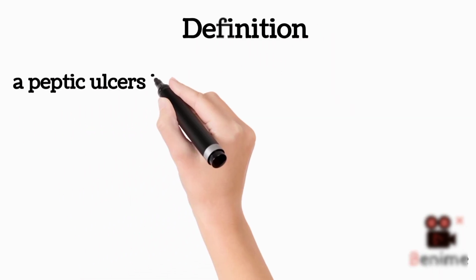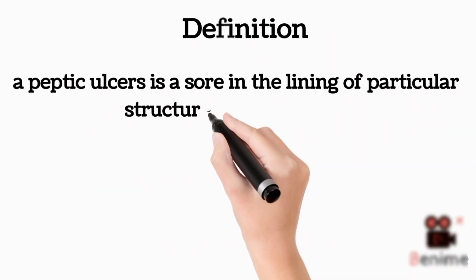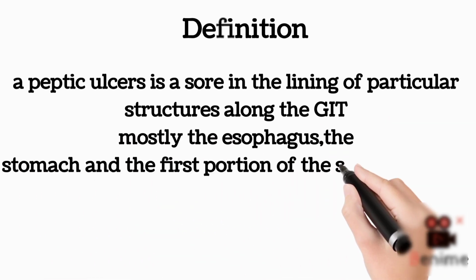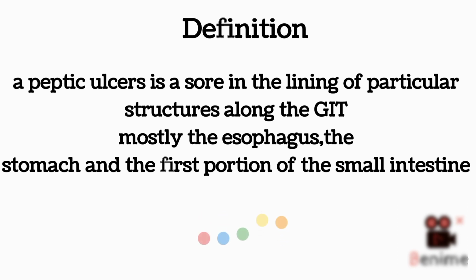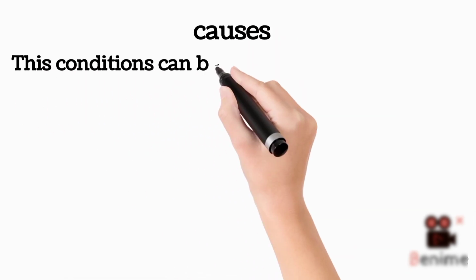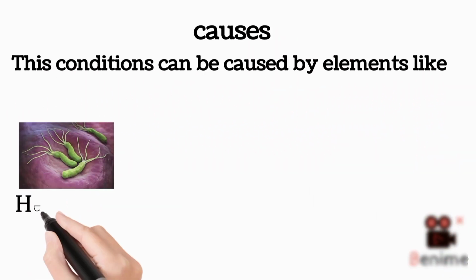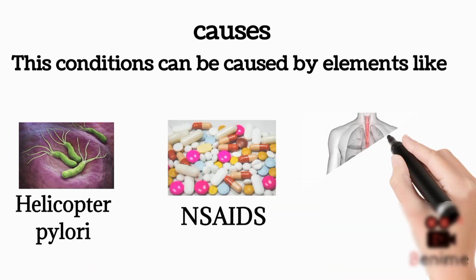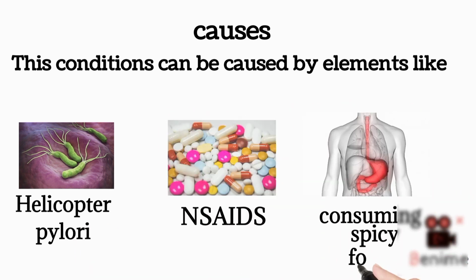Definition. A peptic ulcer is a sore in the lining of particular structures along the GIT, mostly the esophagus, the stomach, and the first portion of the small intestine. The causes of this condition are infection with H. pylori, long-term consumption of non-steroidal anti-inflammatory drugs, and consumption of highly seasoned foods or substances that could provoke an irritation.